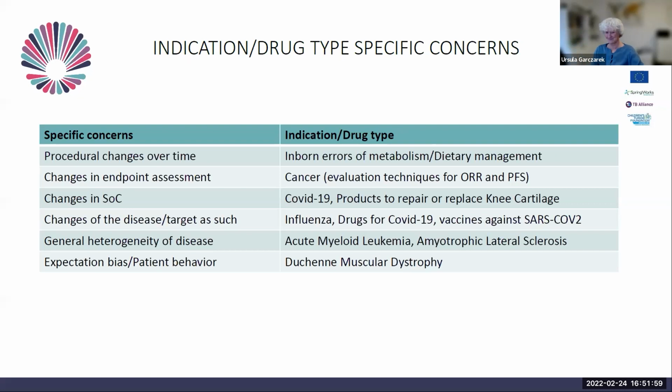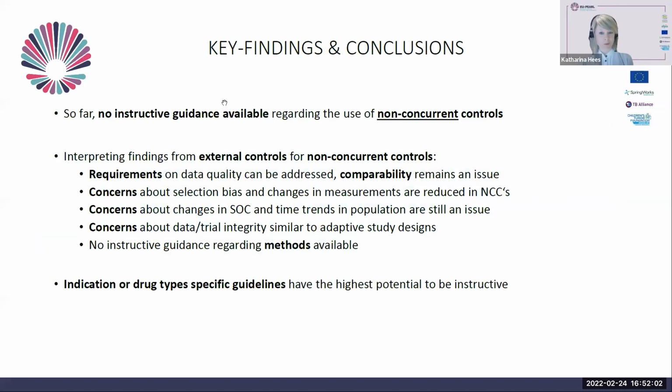Next slide, please. Thank you, Ursula. So I will close with a summary of our key findings. So I would say overall, one can say the guidelines available are rather vague regarding the use of non-concurrent controls, at least in the strict sense. So in this talk, we interpreted findings from external or historical controls for non-concurrent controls. So a lot of issues that decrease data quality for sure no longer exist in the context of NCCs compared to external controls.